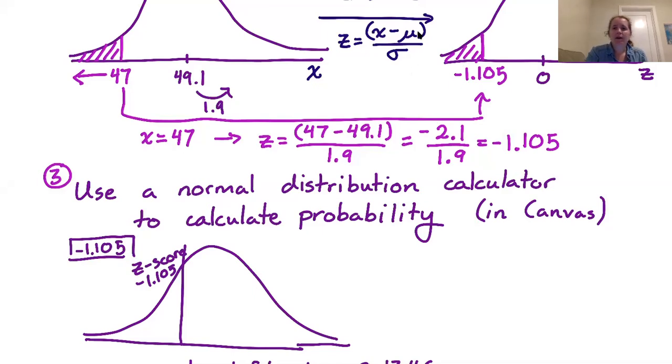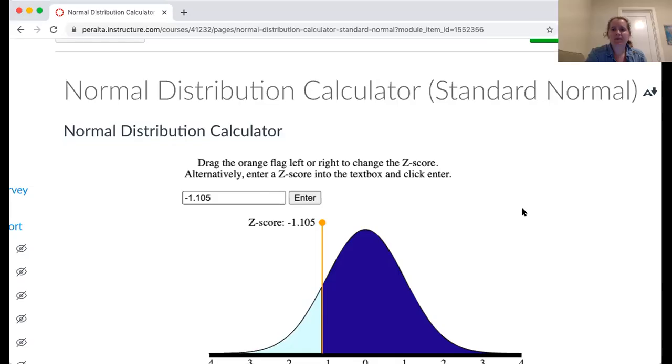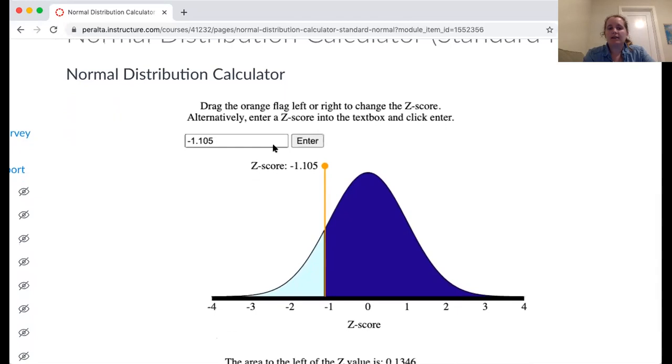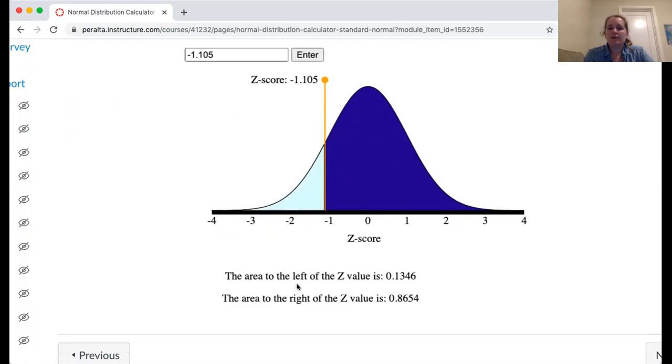Let me share the appropriate graph. So here, if you go to the end of modules on your statistics page, there's a module for statistics calculations. And one of them is the normal distribution calculator, standard normal. That's for z-score. I went ahead and typed in negative 1.105 and hit enter. And then it tells us the area to the left and the area to the right.